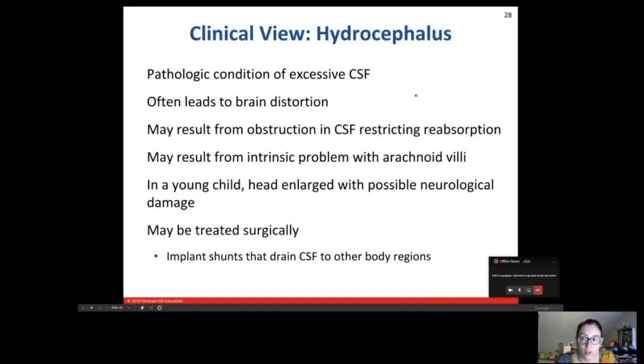If we have a problem filtering or getting rid of those, we call this hydrocephalus, a pathologic condition with excess CSF. We're always making CSF, and inside the skull there's only limited space. So if we didn't also absorb CSF, we would start building up too much. If we have obstruction in that CSF resorption, we can cause a problem. In a young child, where the sutures and fontanelles are still open, the whole head can actually get bigger because of so much pressure. This can be treated surgically. You can implant shunts that drain the CSF to other body regions.